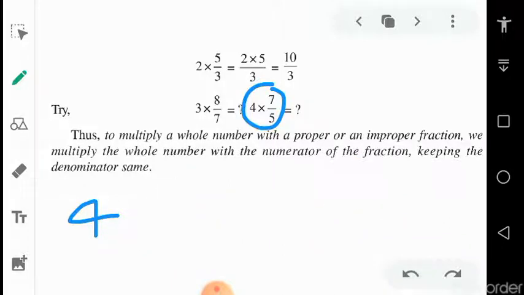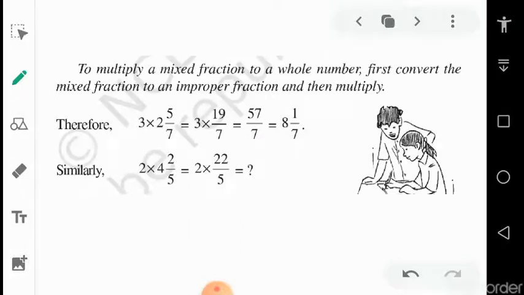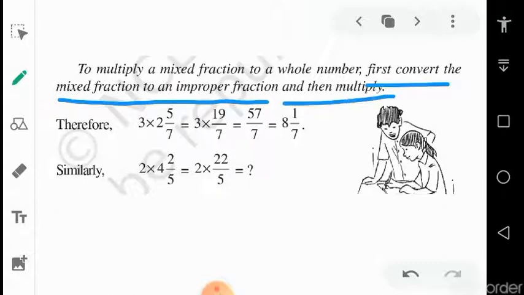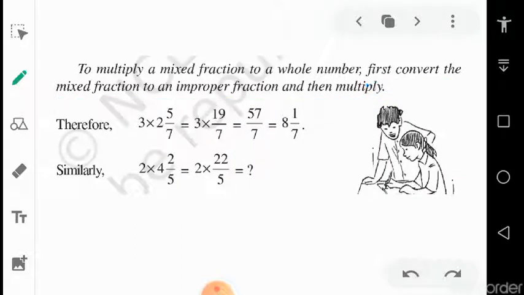Next one is, when we multiply a mixed fraction by a whole number, then first convert the mixed fraction into an improper fraction and then multiply. So here is a very important thing, that is we have to follow 2 steps. First, convert the mixed fraction into improper fraction and then multiply. Now this concept is used in this example, as 3 is multiplied by 2 and 5/7.